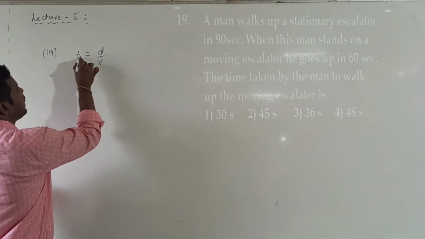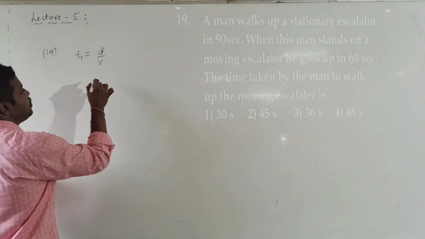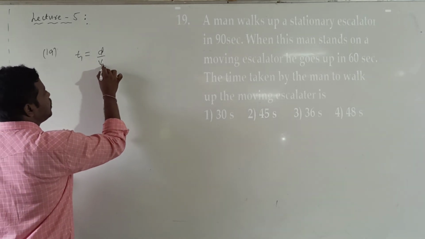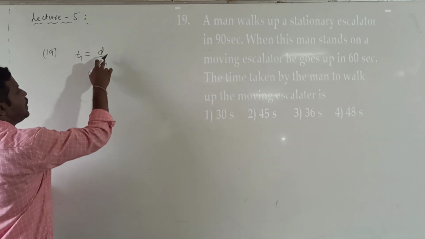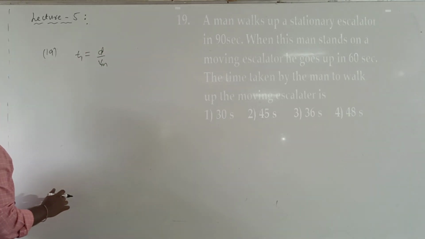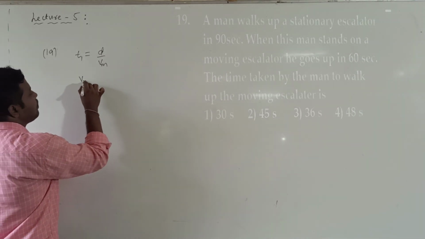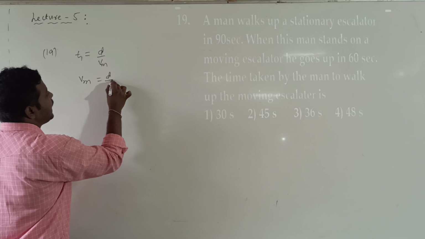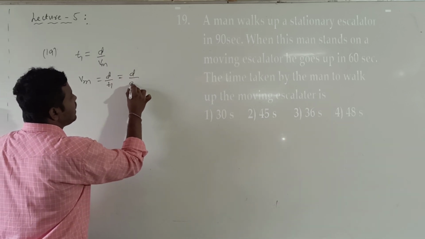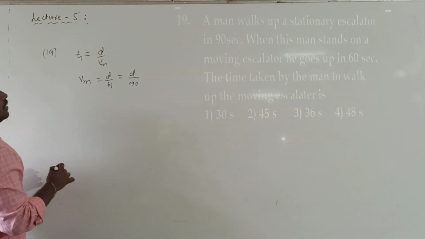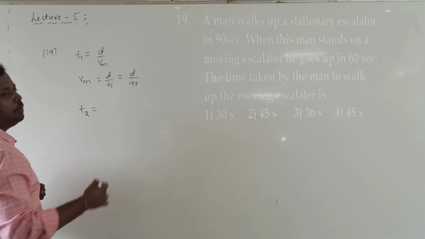The initial time taken, I can call t1. t1 is the time taken when the escalator is at rest, which means only the man is in movement. So t1 is equal to distance divided by the velocity of the man, so t = d/v. The value of vm is d divided by t1. What is the time taken by the man to move on the stationary escalator? 90 seconds.